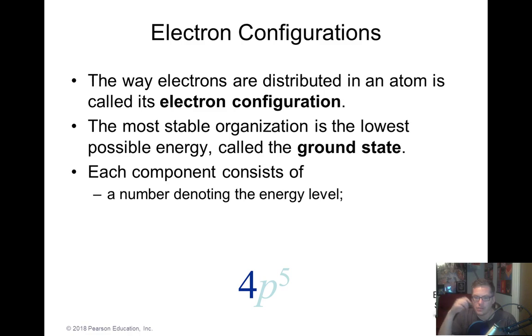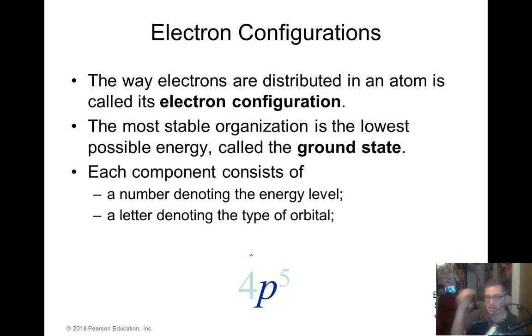Alright, so this is how we write out electron configurations. They have three components. The first one is the front number here, and it tells us what energy level we're on, or the n quantum number. So the 4 right here tells us that we're talking about an electron that's on the 4th energy level, or n equals 4. The next guy tells us the type of orbital, right? So that's p, so it tells us that we have an L quantum number of 1.